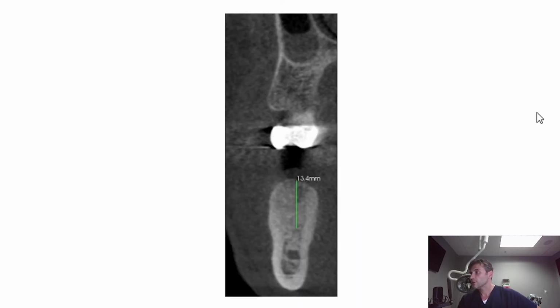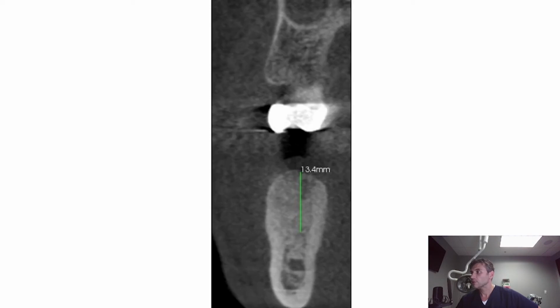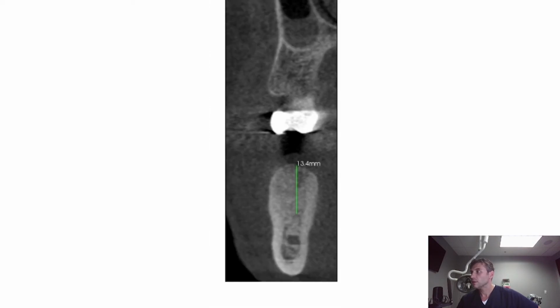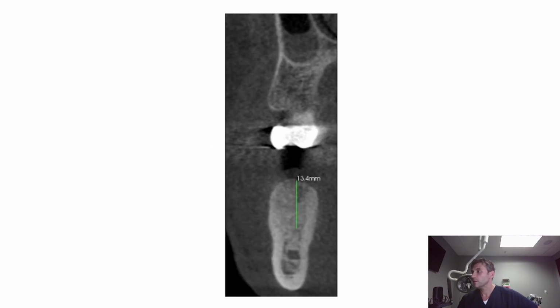Here's a cross section of this area, and we were able to get a lot of bone. As you can see, this is the facial aspect, or the cheek aspect, and the bone in this area is very nice. It looks great. And we were able to put a dental implant in there, and I'll show you pictures of what that looks like.